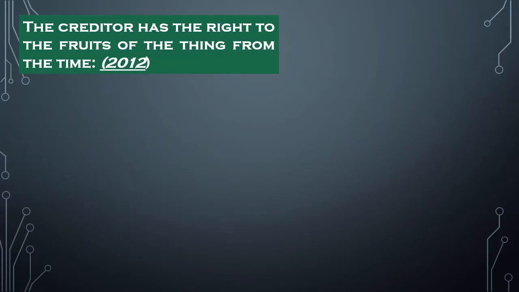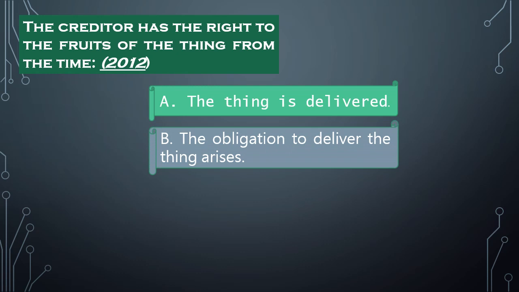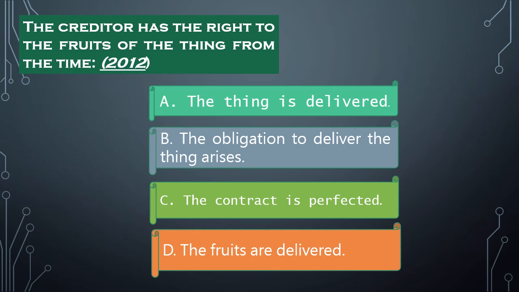Let me end this video with this 2012 MCQ. The creditor has the right to the fruits of the thing from the time: the thing is delivered; the obligation to deliver the thing arises; the contract is perfected; or the fruits are delivered. By this time, you should know the answer, and the answer is letter B, the obligation to deliver the thing arises. So thank you very much for watching and have a good day.